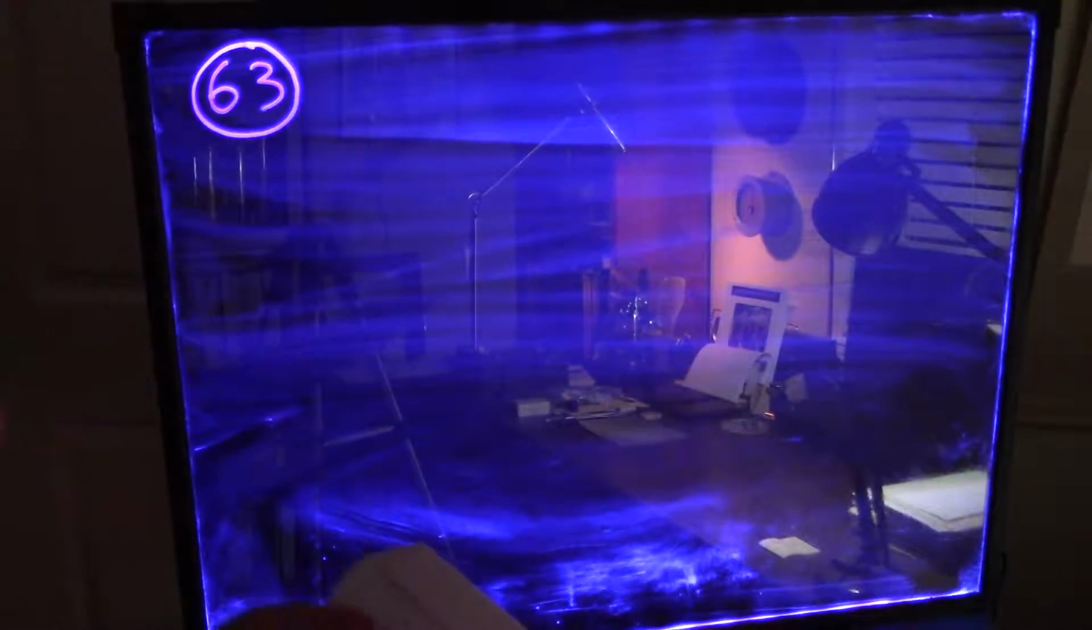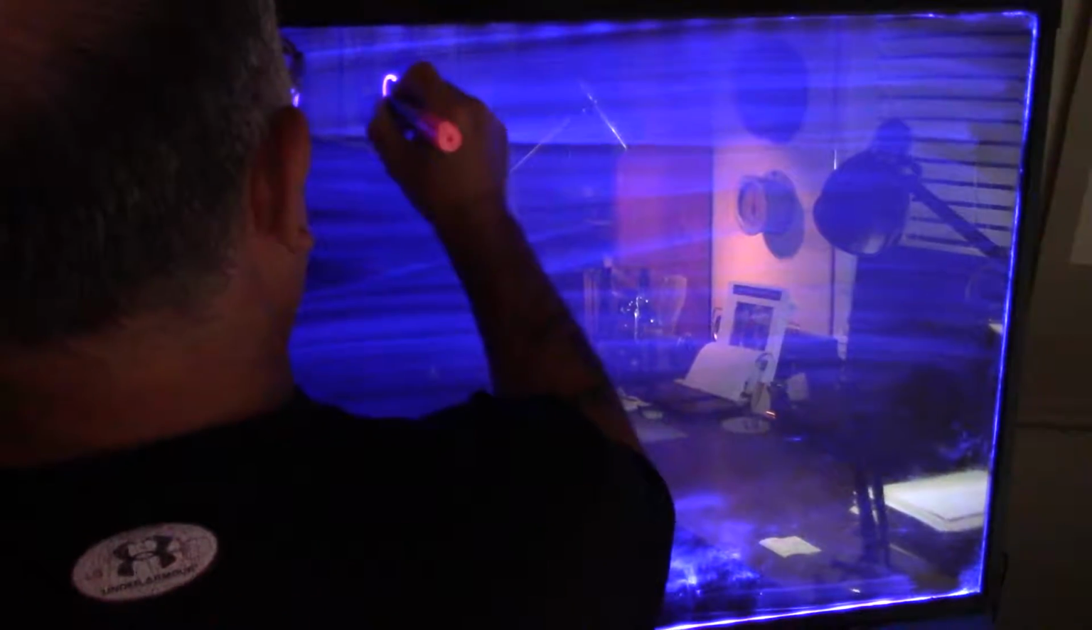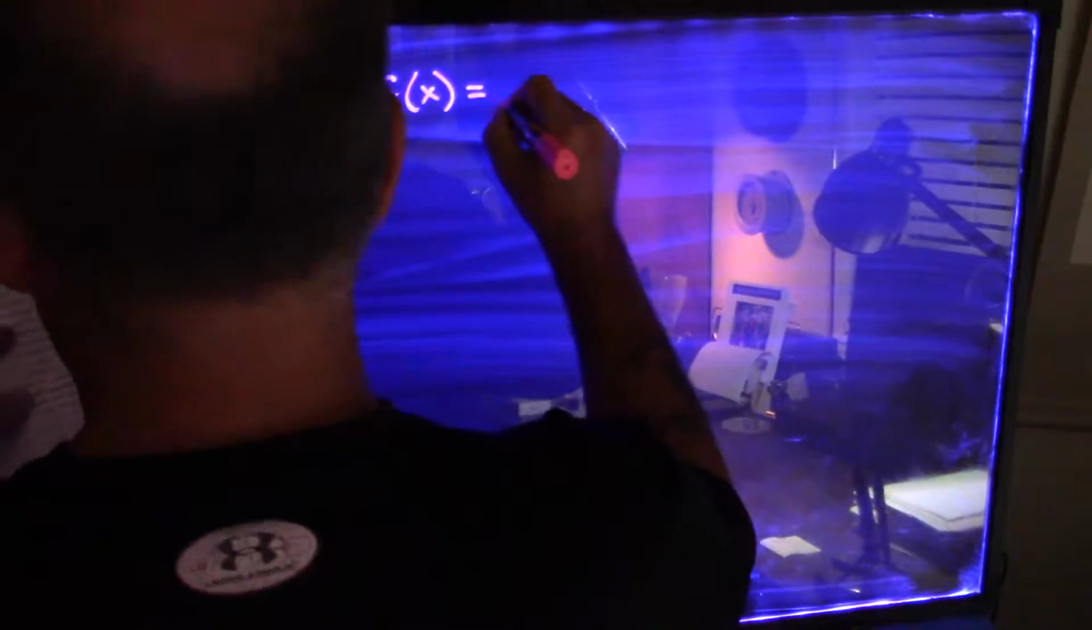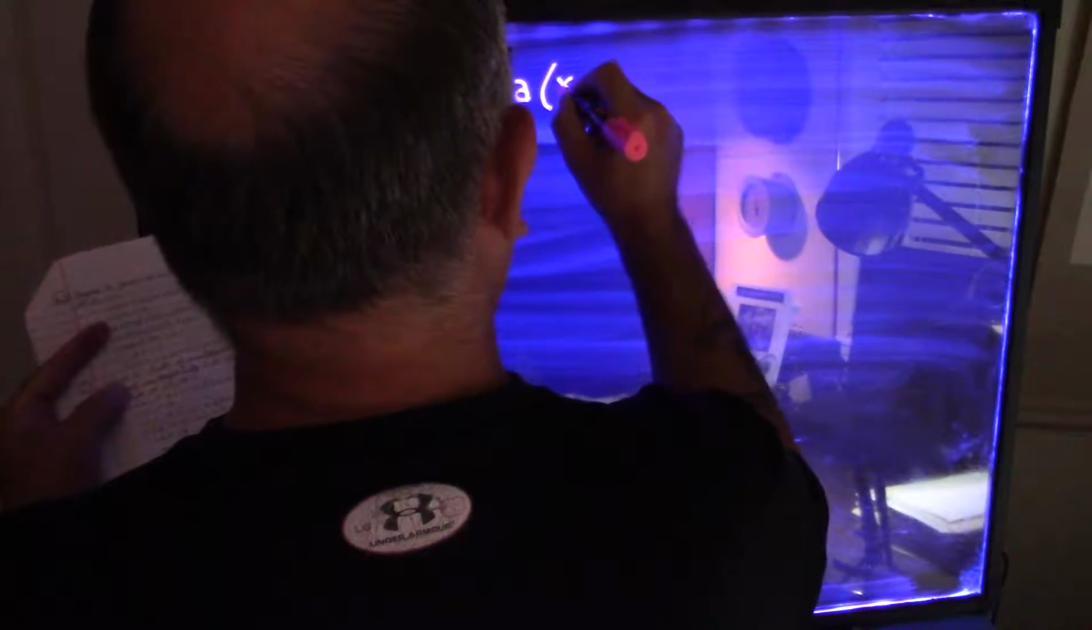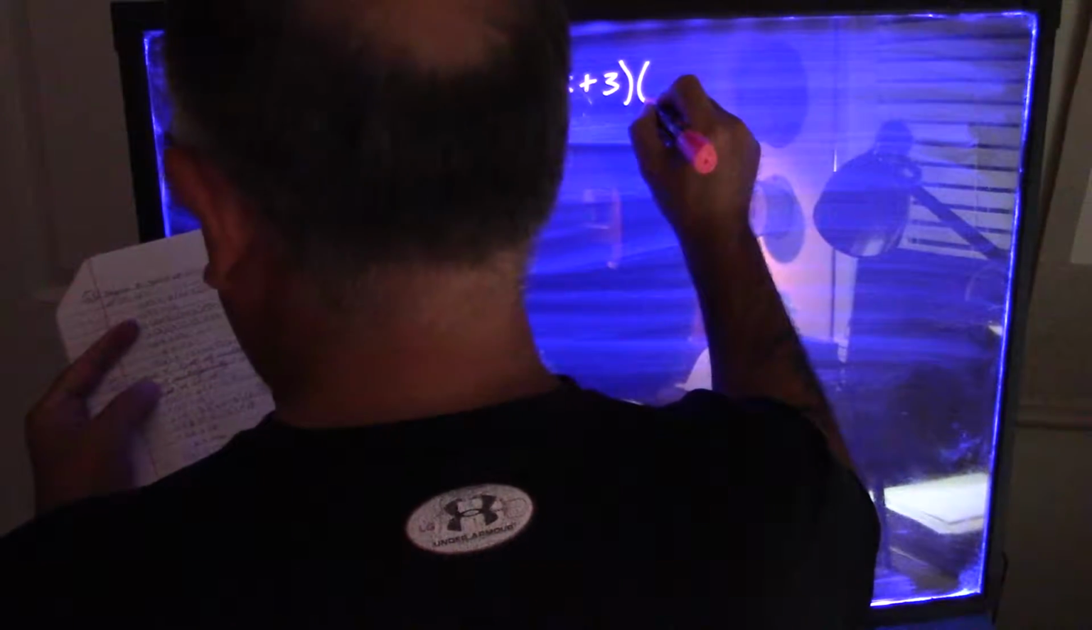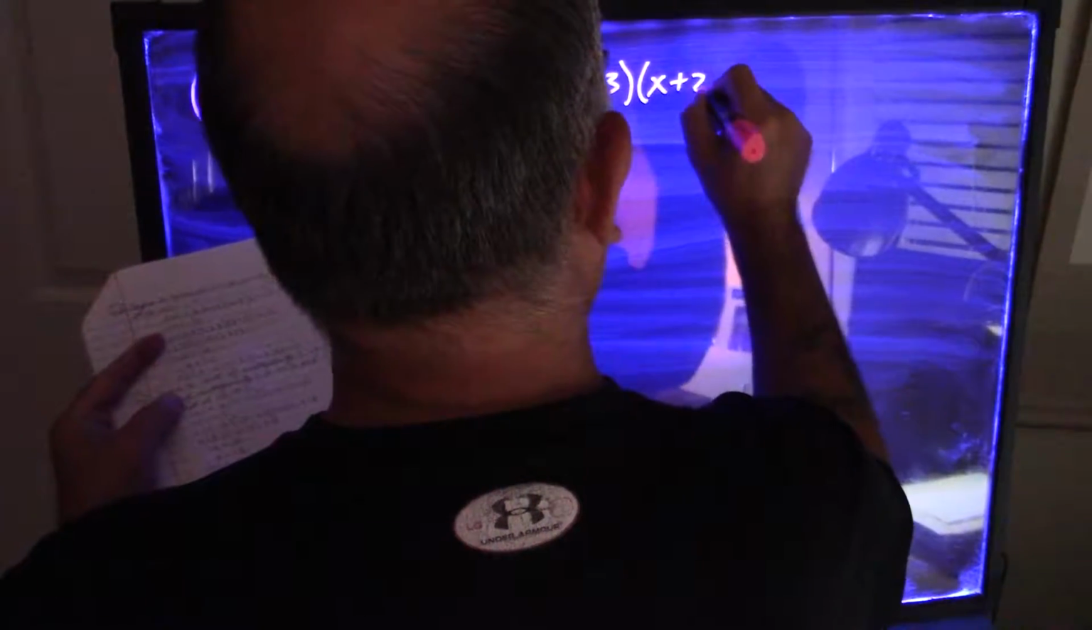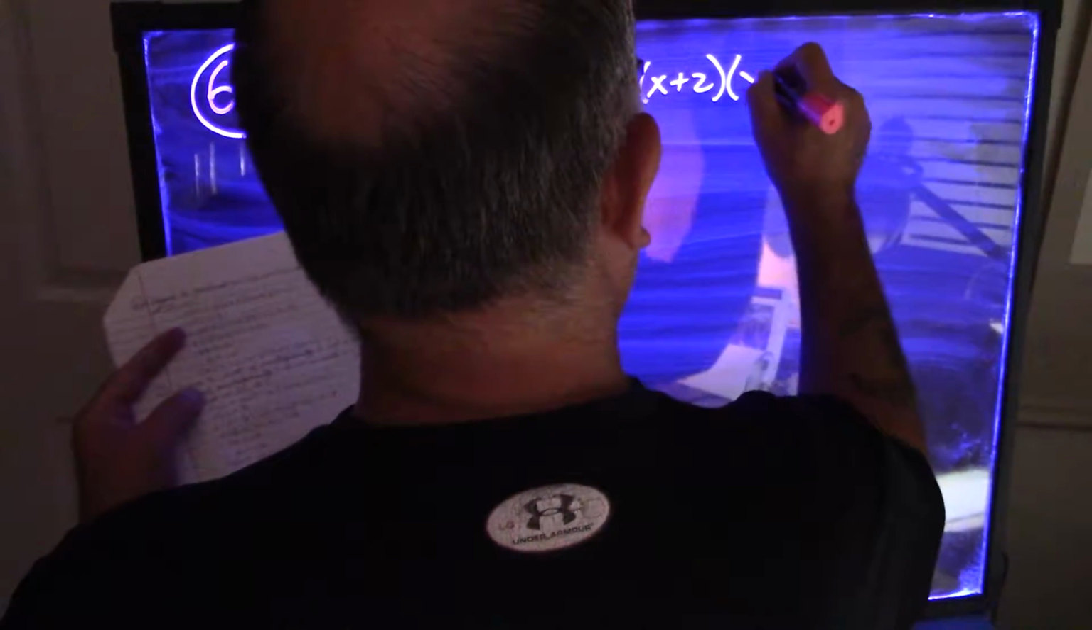Number 63 has degree 3, zeros at x equals negative 3, x equals negative 2, and x equals 1. Y-intercept at (0, 12). So these are all multiplicity 1 because of degree 3. You got 3 zeros. So f of x must equal this. Got the leading coefficient a times x plus 3 times x plus 2 times x minus 1.